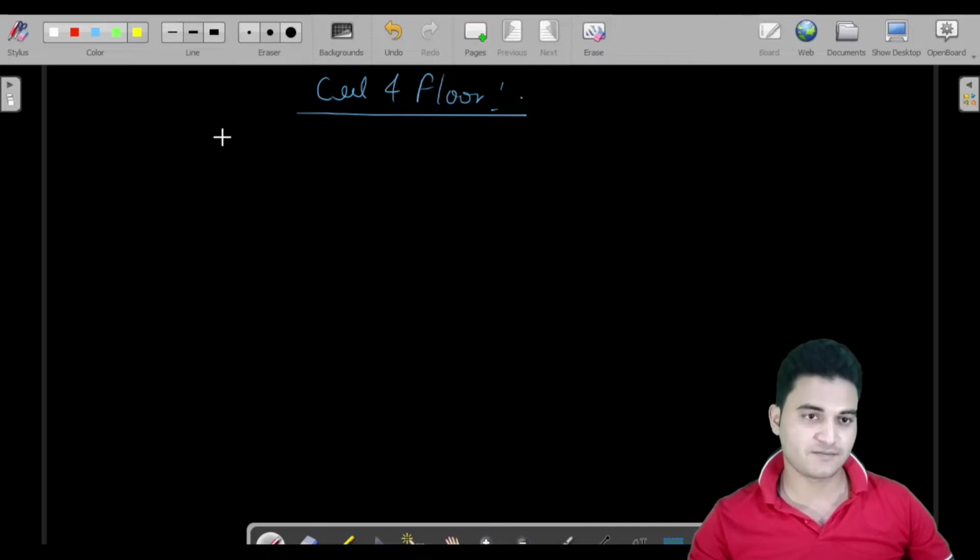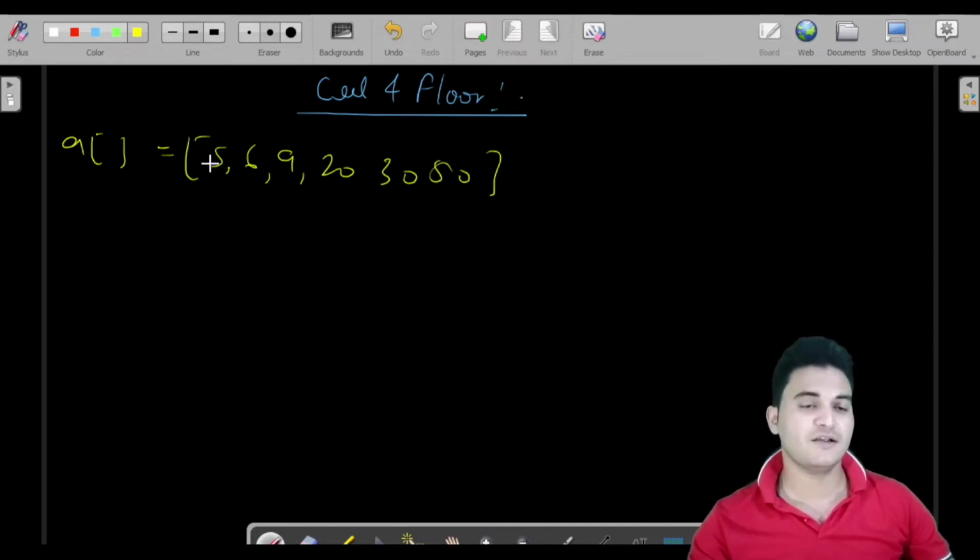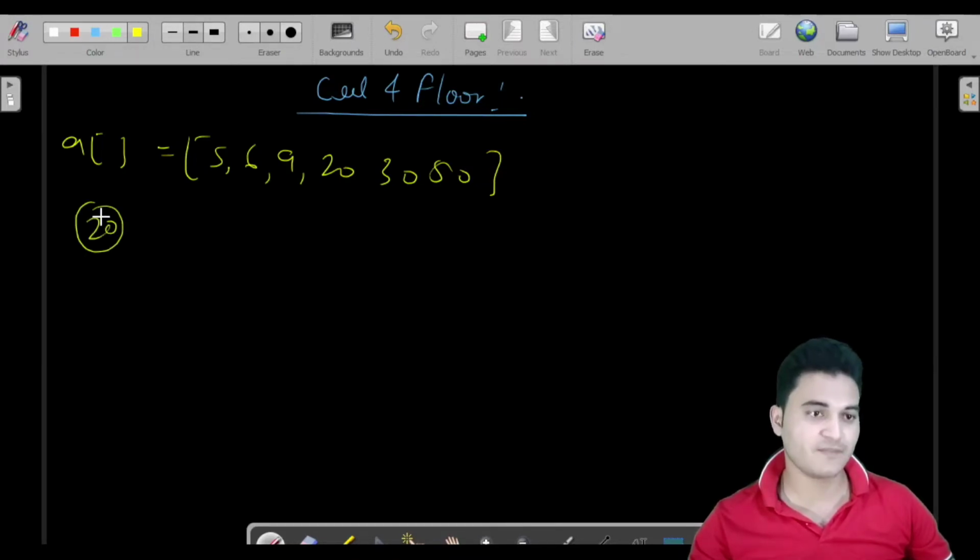Let us say you have an array, which is obviously sorted, because the binary search algorithm will apply only where the array has to be sorted. Let us say you have 5, 6, 9, 20, 30 and 50. This is a sorted array, and binary search would be applied for searching any element. If I tell you that you have been given an element called 20, then you have to tell me the ceil as well as the floor.